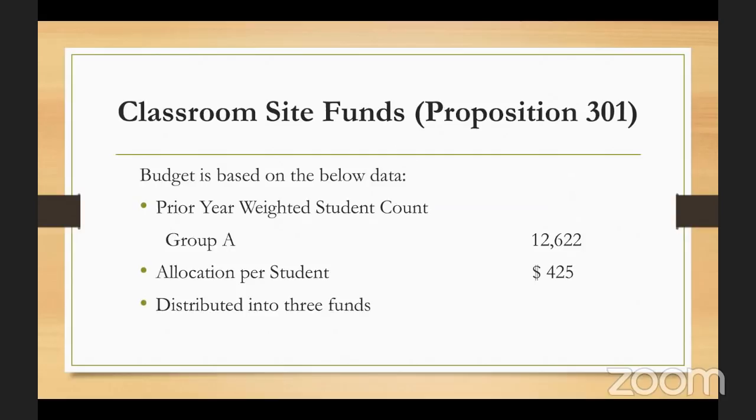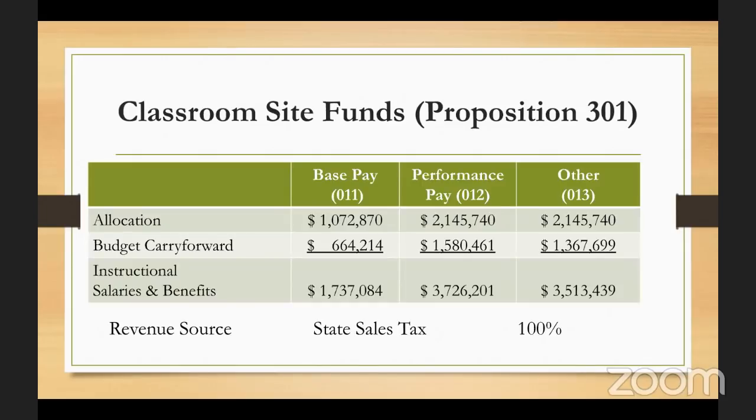So classroom site funds, otherwise known as Proposition 301, is based on, again, prior year weighted student count, but only Group A. So it's only weighted for the economy of scales of district size. So 12,622. And the allocation is $425 per student. Once this amount is calculated, it's distributed into 3 separate funds. Next slide, please. The districts are required to allocate the money in 3 different pots.